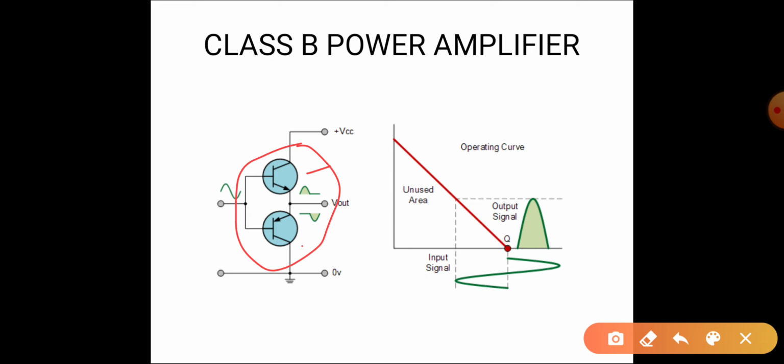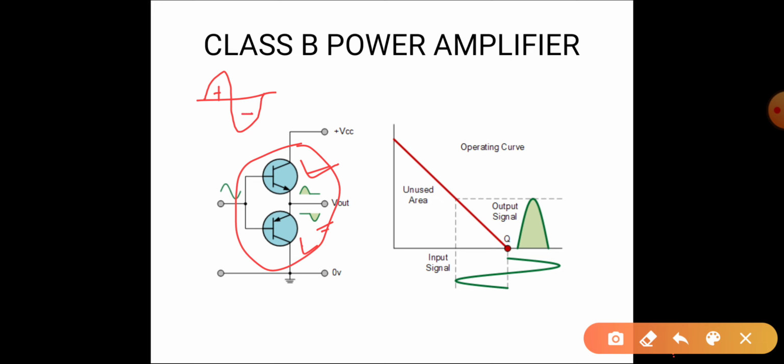That means in the class B amplifier, the first transistor, this NPN transistor, only gives the positive half cycle, and this PNP transistor will give the negative half cycle output. That is why we will get the full positive plus negative half cycle. So, this is the push-pull arrangement.